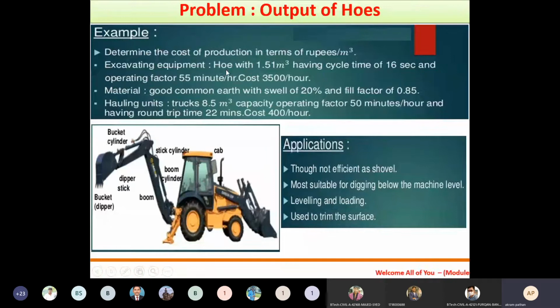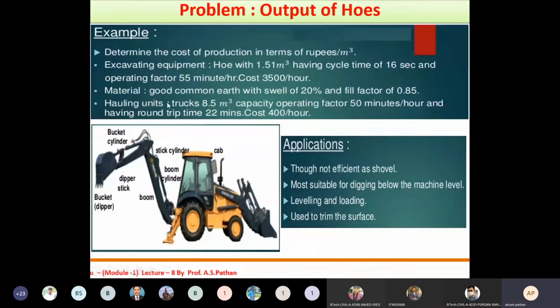Excavating equipment, hoe with 1.5 meter cube bucket, having cycle time of 16 seconds and operating factor 55 minutes per hour. The cost of this particular equipment for doing the excavation activity is 3,500 per hour.